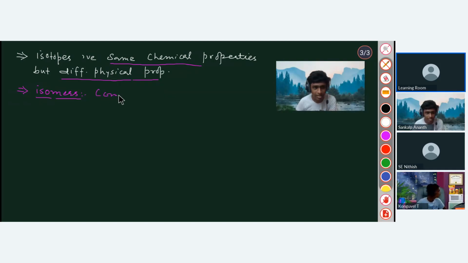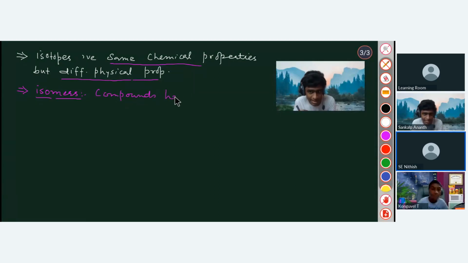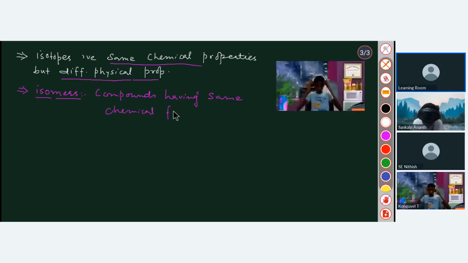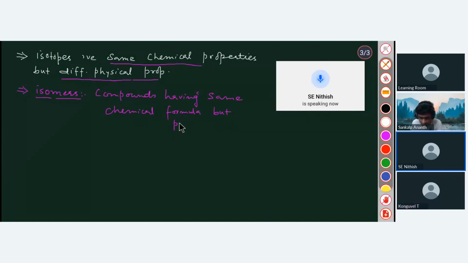I will write it here that compounds having the same chemical formula. Sir, does it mean like the first formula has 2 and 3 as valencies, and the next one also has 2 and 3 as valencies? No, it's not. I will tell you what it actually is. Compounds having the same chemical formula but different properties. So what is that name, sir? Isomers.